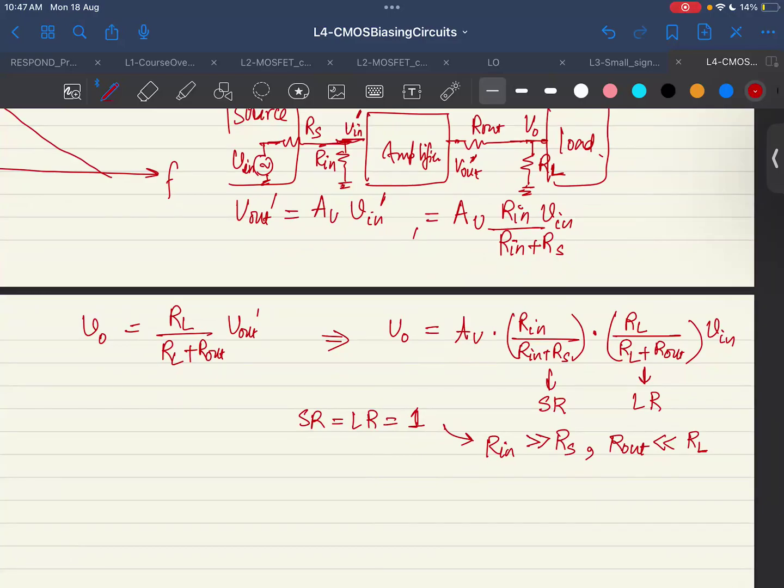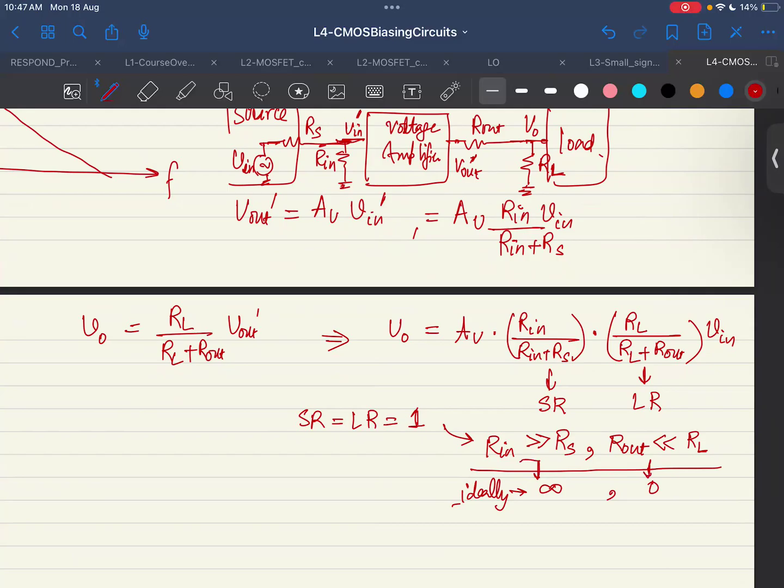So then this poses a very important condition on our voltage amplifier, which we have been talking about. This poses a very important condition that your R in should be very, very high, while your R out should be very, very small, right? So ideally, we say ideally, this is tending to infinity and this is tending to 0, right?